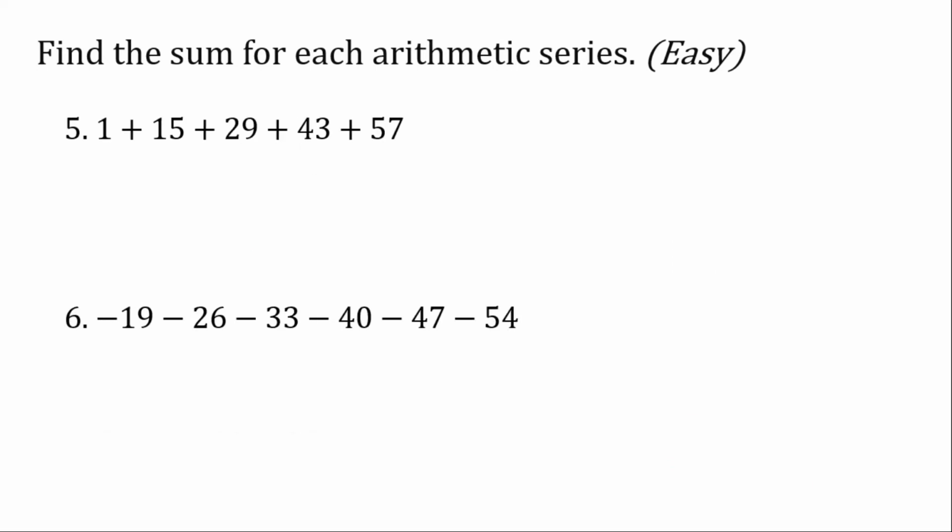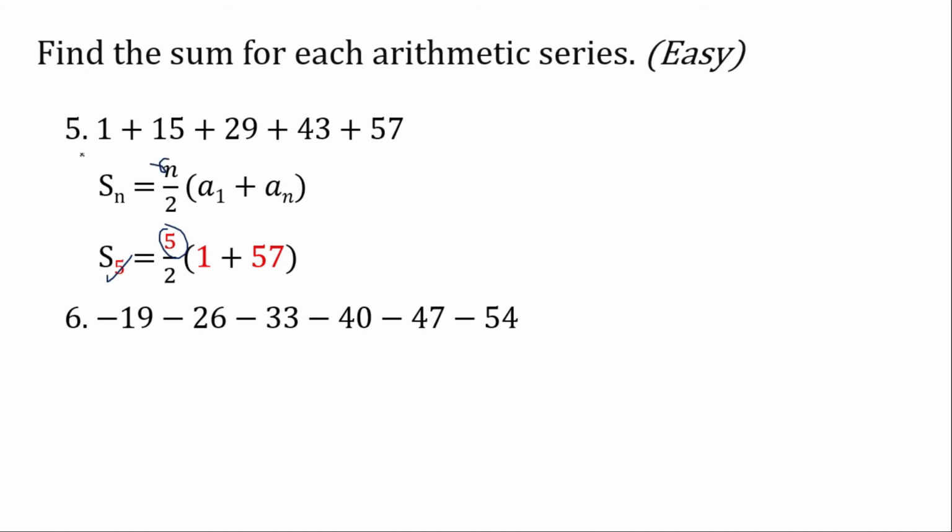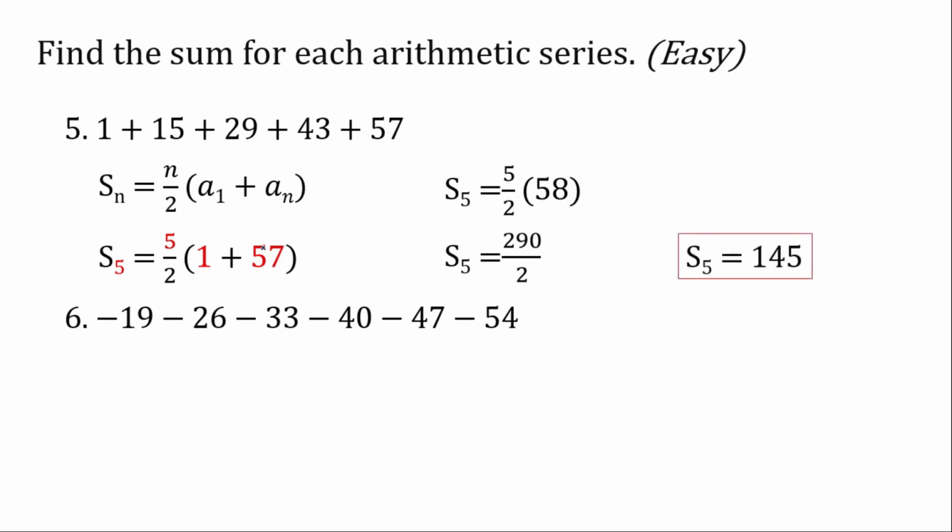For number 5, we have n equal to 5 because 1, 2, 3, 4, 5, there are 5 terms. a sub 1 is 1 and a sub n is 57. 1 plus 57 is 58. 58 times 5 is 290. 290 divided by 2 is 145. Or you could just divide 58 by 2, you cancel this out. 58 divided by 2 is 29. Now 29 times 5, and that would be easy. So the answer is 145.